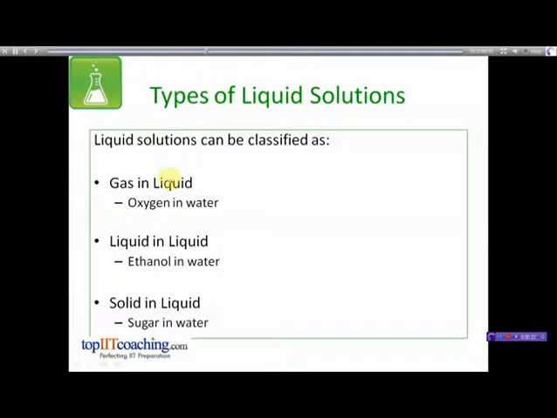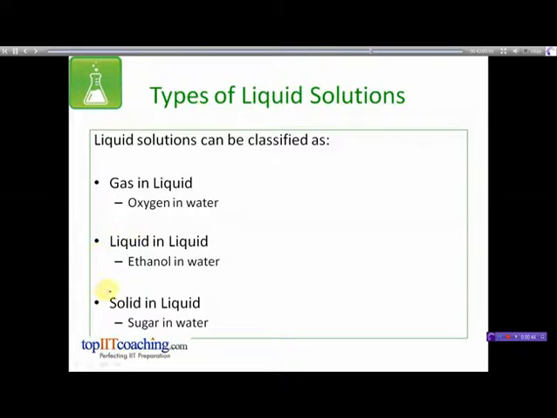Its example is any gas dissolved in water, for example oxygen in water or carbon dioxide in water, as in the case of aerated water. Second type of liquid solutions are liquid in liquid solutions, in which the liquid is solute as well as a solvent. Its example can be ethanol dissolved in water or vinegar, formalin, etc.